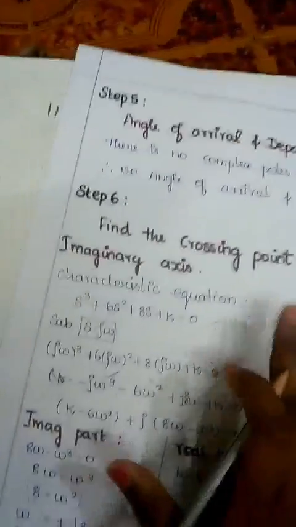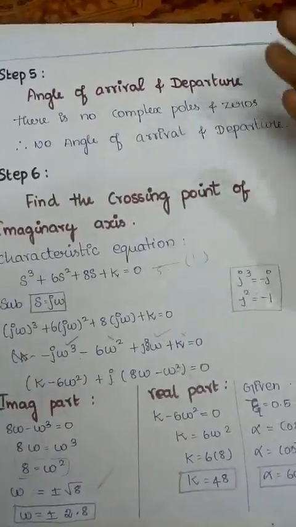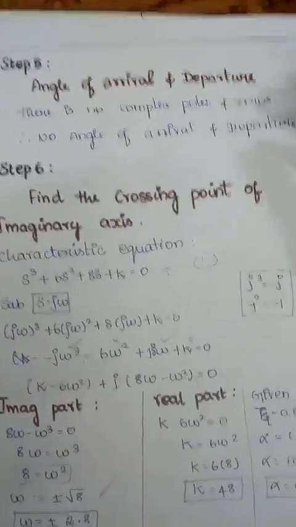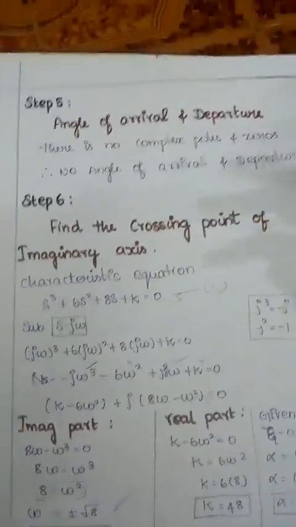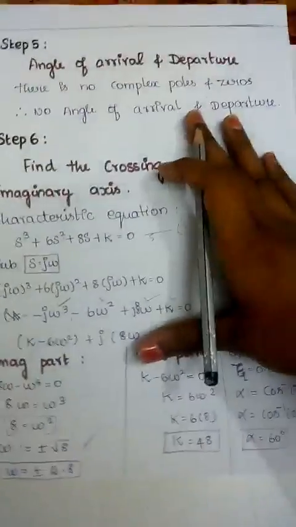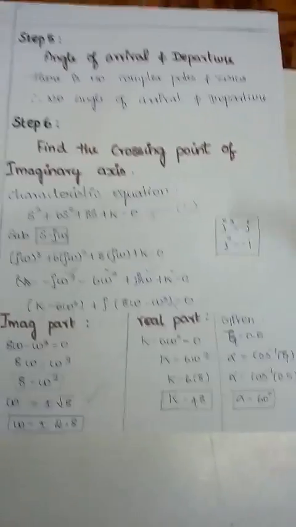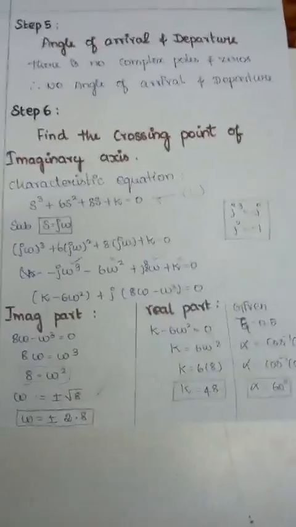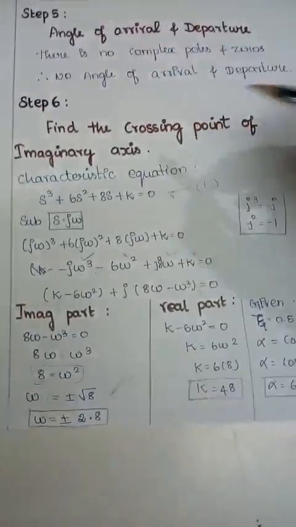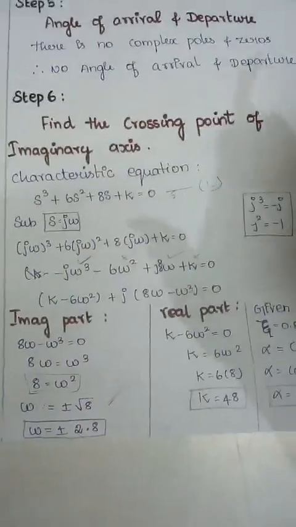Next, step 5, angle of arrival and departure. There are no complex poles and zeros, so that's why we don't get the angle of arrival and departure, and no angle of departure is there. Step 6, find the crossing point of the imaginary axis. This point, we found the crossing point of the imaginary axis. So we found one characteristic equation for the first equation there.